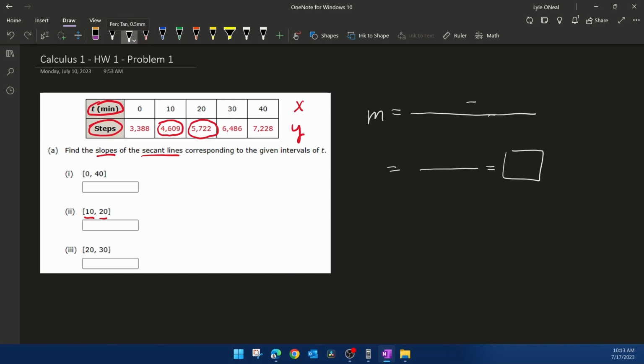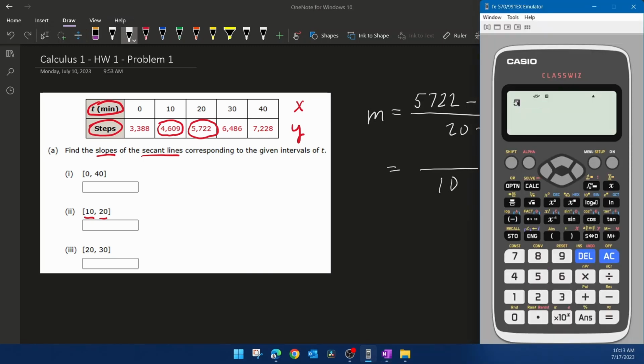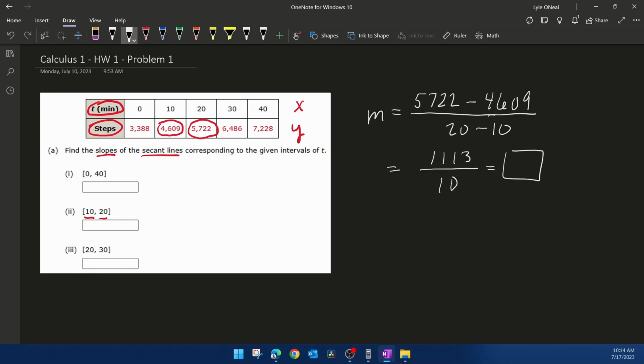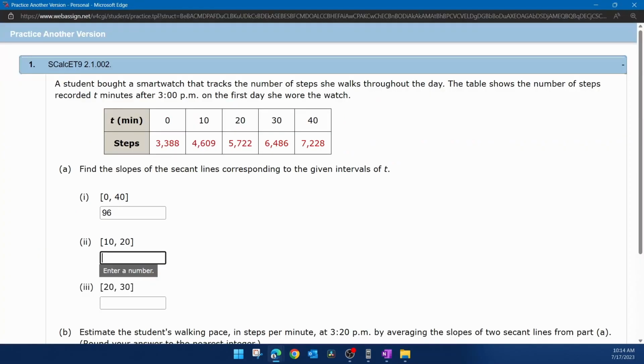4,609, is our y1. So again, setting up our slope formula, we're going to have 5,722 minus 4,609. In the denominator, that's x2 minus x1. 20 minus 10 is 10. That's easy enough. Let's pull up our handy dandy calculator for the numerator. 5,722 minus 4,609 is 1,113. Divided by 10 is going to be 111.3, and that's going to give us the slope of our secant line for that interval. And enter a number. We're going to put 111.3 and move on to the next interval.